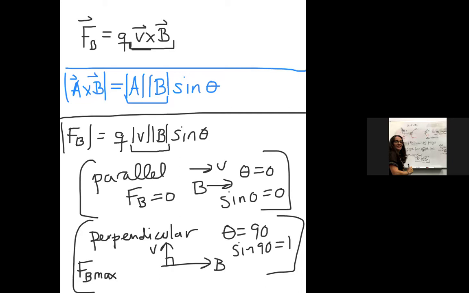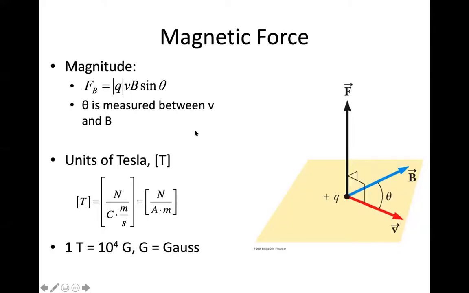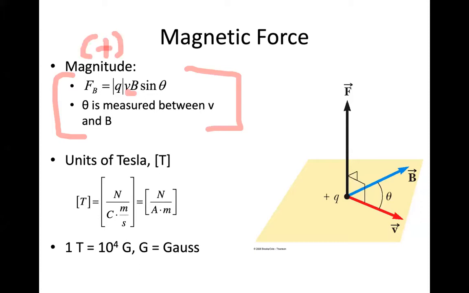Okay, so let me come back to our slides. Here we go. So that's where this comes in: q v B sine theta, where theta is between those two things. And this is magnitude, right? So magnitude is always positive. So I'm putting in the absolute value of the charge. Magnitude of v, magnitude of B, sine theta.